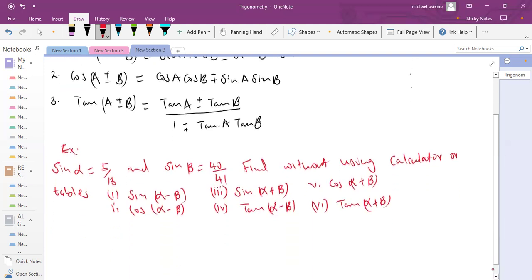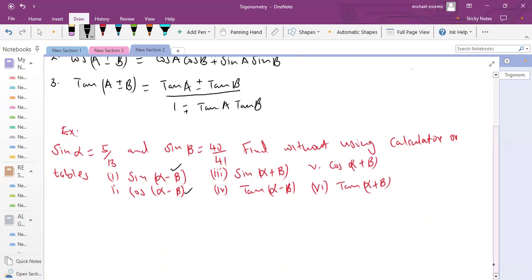Now, in this solution, I will do sine alpha minus beta and also cos alpha minus beta. Then you will be able to try the rest of the four using the same method. So let us go to the solution.